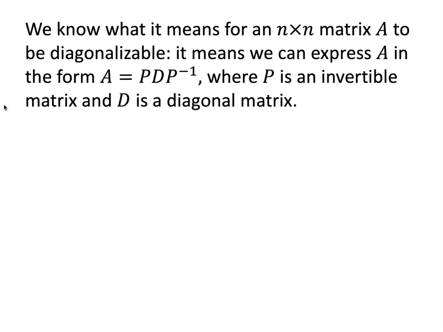We know what it means for an n by n matrix A to be diagonalizable. It means we can express A in the form A equals P, D, P inverse, where P is an invertible matrix and D is a diagonal matrix.